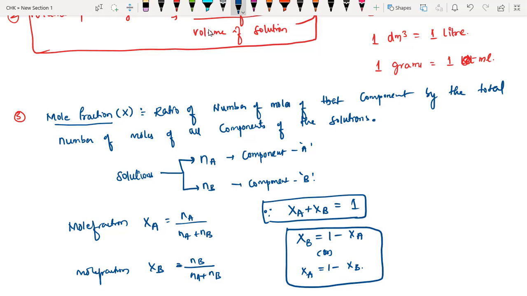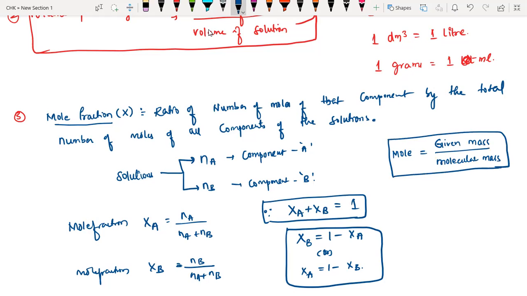First, tell me what is the mole formula? Mole equals given mass by molecular mass. So the mole formula is given mass by molecular mass. First you have to find it out for component A. Next you have to find it out for component B.